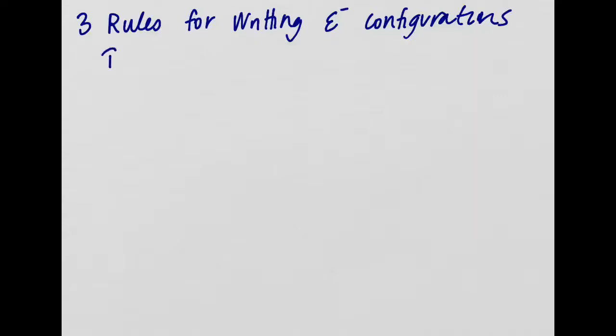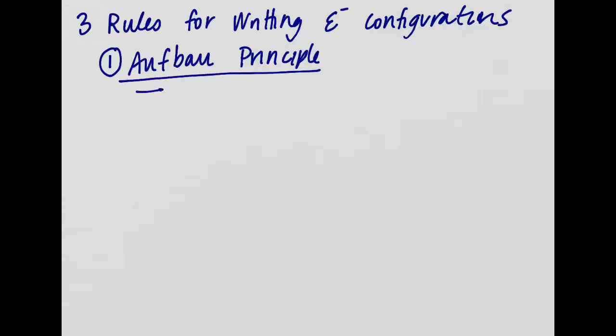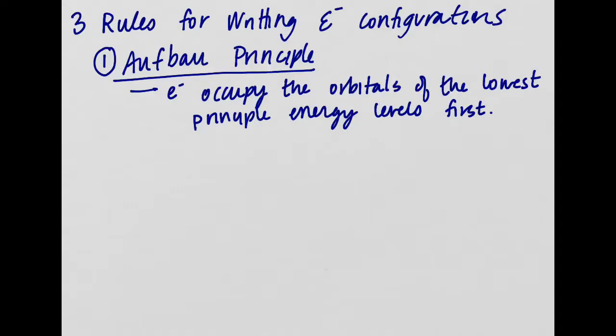The first rule is called the Aufbau principle. This rule states that electrons occupy the orbitals of the lowest principal energy levels first. So remember that we have 7 principal energy levels, the n number. We have n equals 1, n equals 2, all the way up to 7. And because of quantum mechanics, we're only going to do up to 4 here.